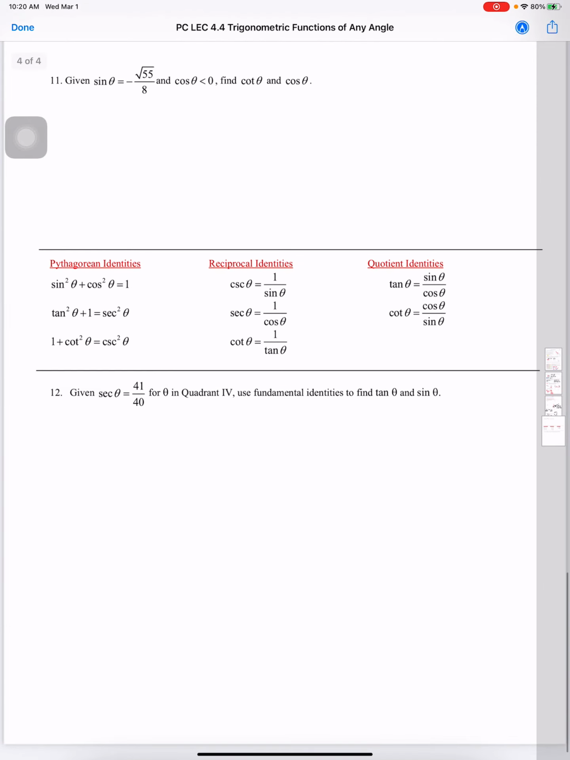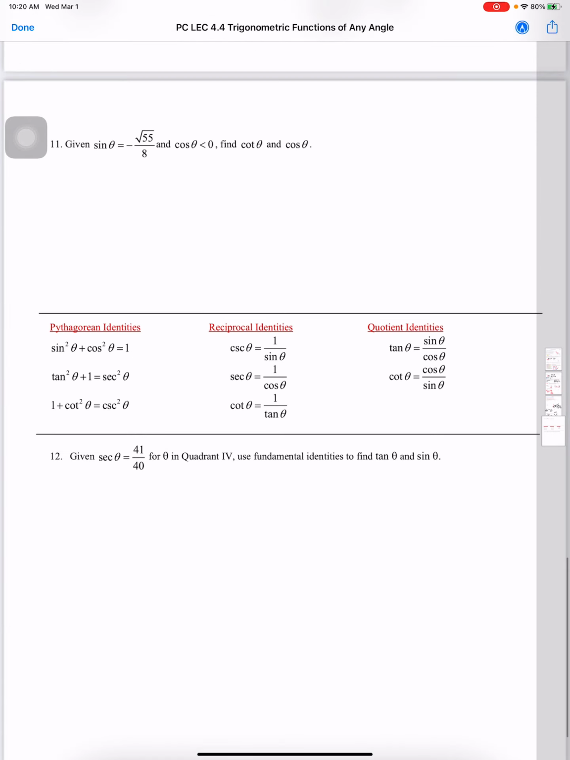I thought we had 12 and 13. Maybe it's just number 12. Number 12, it says given secant, and secant is equal to 41 over 40 for theta in quadrant 4. It says use fundamental identities to find tan theta and sine theta. So we're using those fundamental identities.